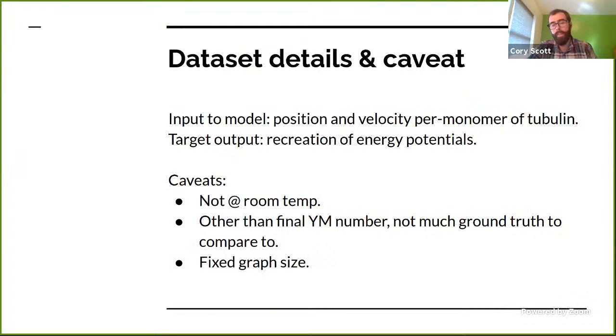And just a final caveat: the graph size. We have a fixed microtubule graph. What that means is that we don't have access to some of the interesting behaviors that I detailed on the slide a couple of seconds ago, like dynamic instability or bundling. Those require you to be able to change the size of your graph, which we can't do yet, but we hope to in the future.